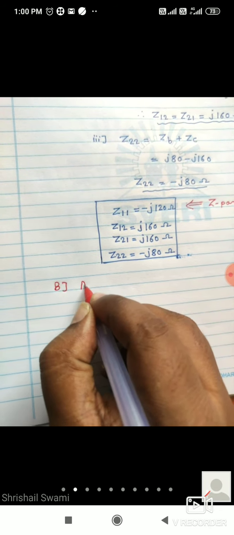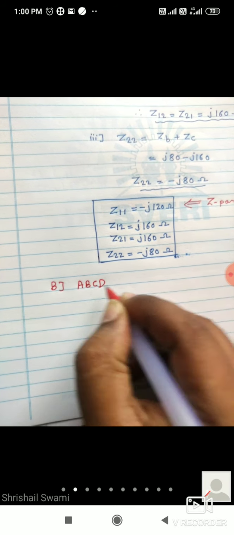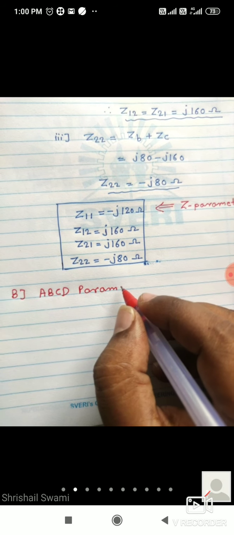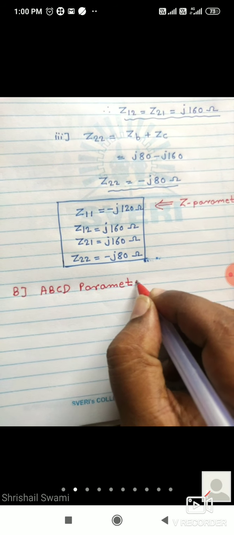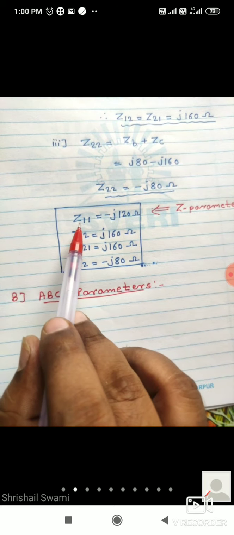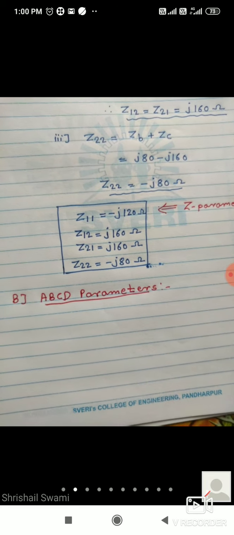Okay, now second part, how to find out transmission parameters or ABCD parameters. What are the formulas? तुम्हाला ZA, ZB, ZC माहित आहेत. फॉर्म्युलेज लक्षात असायला पाहिजेत. एकतर फॉर्म्युलेज लक्षात ठेवा किंवा ABCD आणि Z मधला रिलेशन.